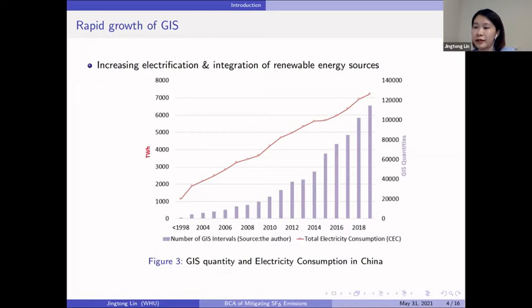The number of GIS intervals, shown by the purple bars, has increased more than 20 times in the past two decades, which is in line with the increasing electricity consumption shown by the red line. And the emission of SF6 grows with this trend.